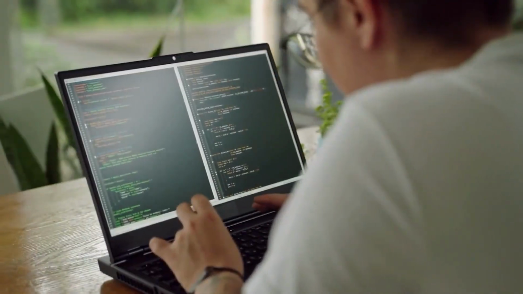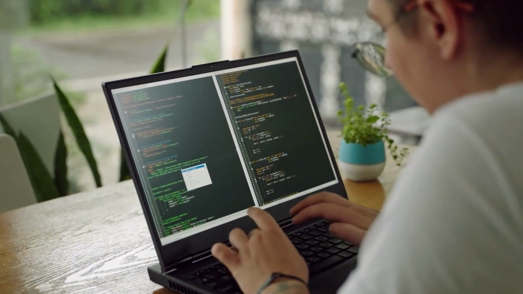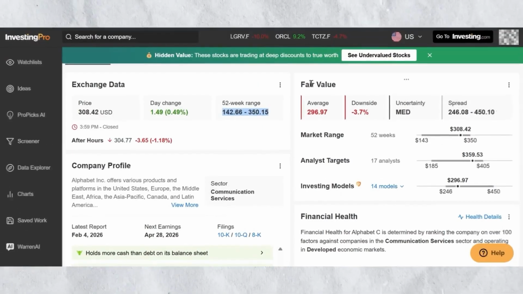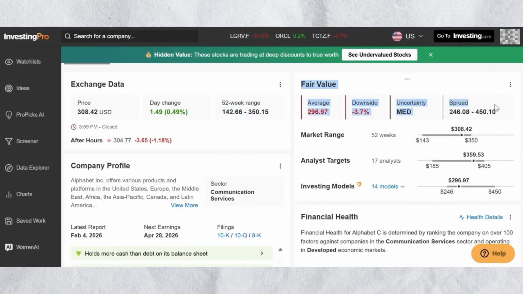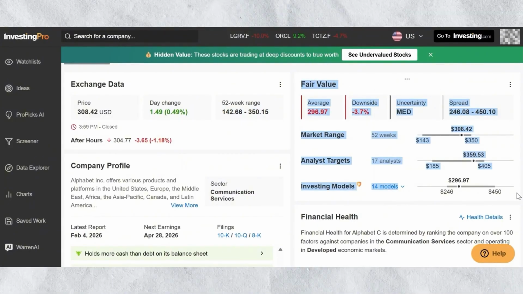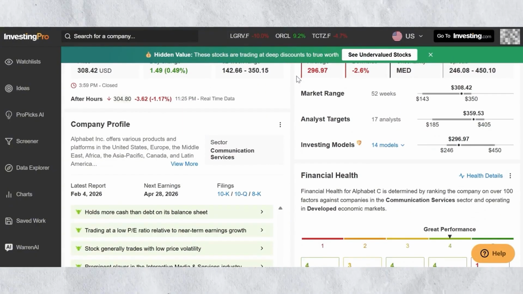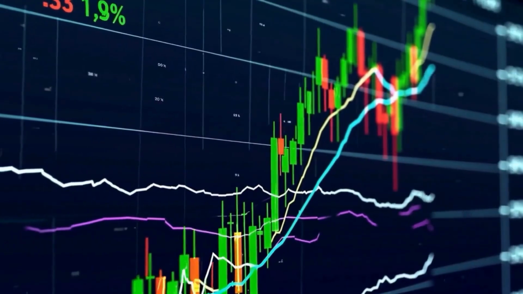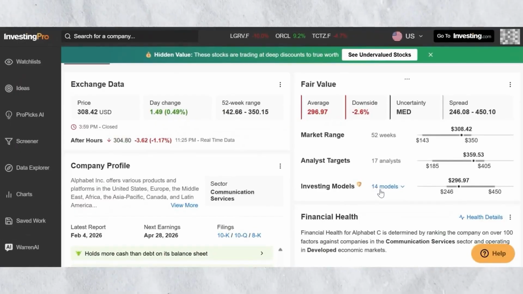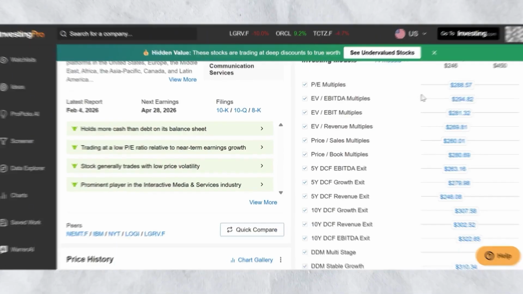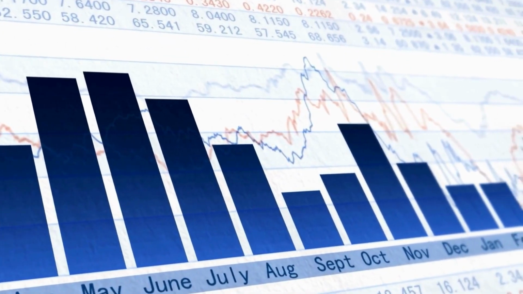It's like when you go shopping and first check if it's on sale or at its highest price of the year. But what really interests me, and what I consider one of the most valuable things on the platform, is fair value. InvestingPRO tells you what the stock should be worth based on an average of up to 17 different valuation models, including the famous 10-year DCF model, which was the one most used by Warren Buffett, the greatest investor of all time.